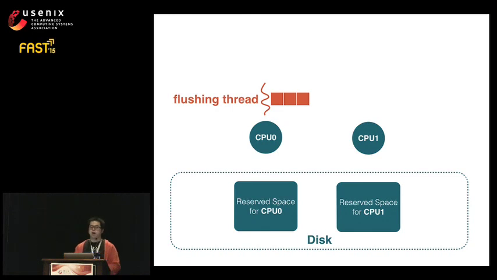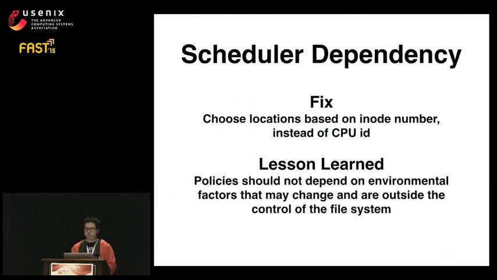The problem is when you have two or more CPUs, the flushing thread carrying the data can migrate randomly among these CPUs, depending on the OS scheduler, so the data can be spread to many locations on disk. When you have more CPUs, the situation can get worse. To fix it, we simply choose a location based on inode number instead of the CPU ID. From this issue, we have learned that policy should not depend on environmental factors that may change and are outside the control of the file system.